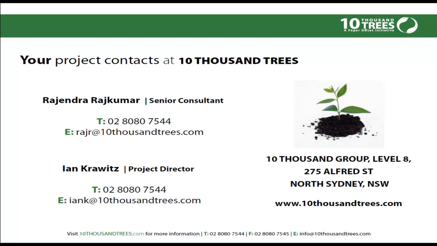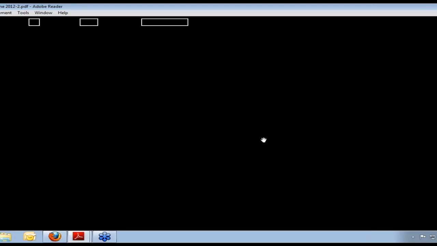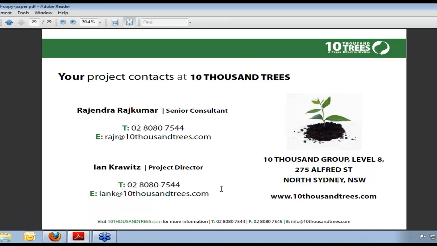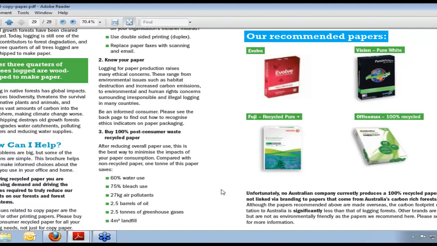Okay. So the first question we have for you today, Raj, is what brands of paper would you recommend for organisations? Yeah, this is something that we can also make available, but the recommended papers here, as you can see, are basically Evolve, Vision, Fuji, and Office Max. Now, this is a list of recommendations that a few environmental groups have come up with. The reason they chose this was, one, it is basically a recycled paper, and secondly, it's also a brand that is not linked to other brands that basically source their paper from unsustainable sources.